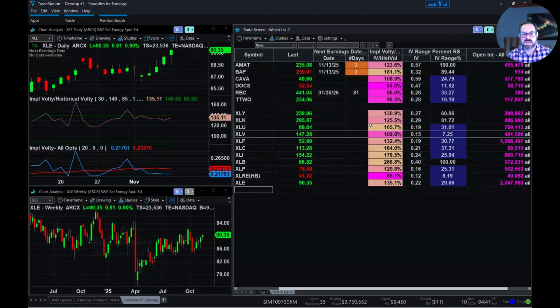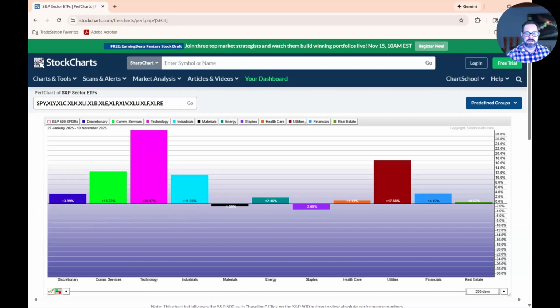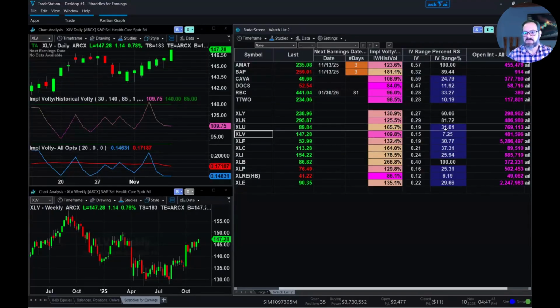Range percent. XLV is very low. And I forgot which one V was. I believe that is healthcare. Yes. So healthcare seems to be relatively low volatility right now. We also have real estate.